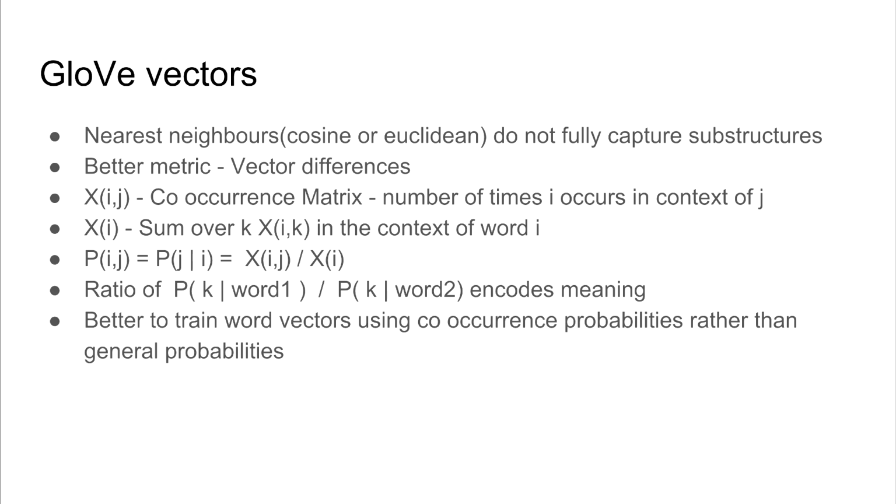So the word2vec model uses the nearest neighbor metric, cosine or Euclidean, for calculating how closely 2 word vectors are related. This model believes that vector differences are a better metric. This intuition comes from the word analogy test.